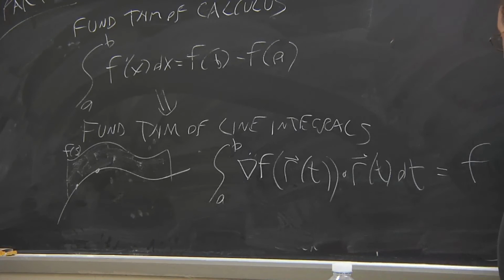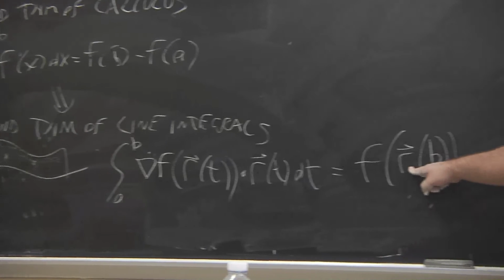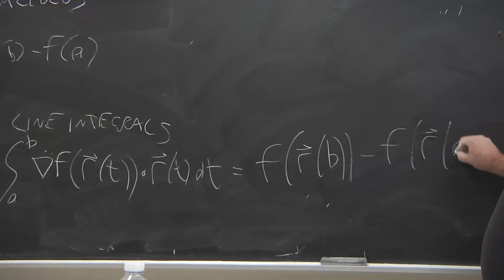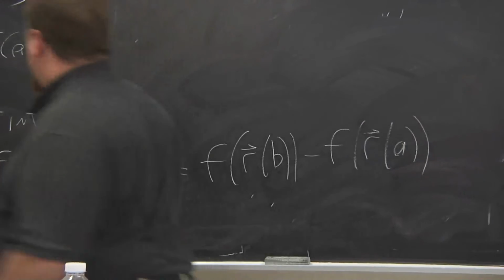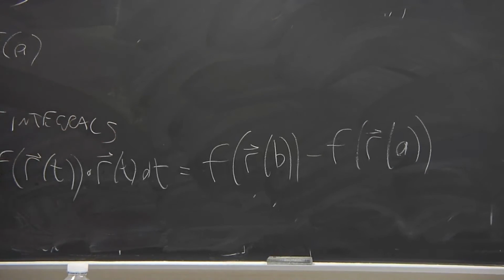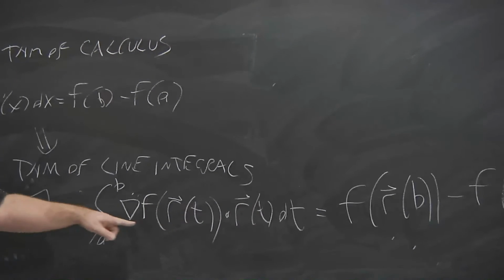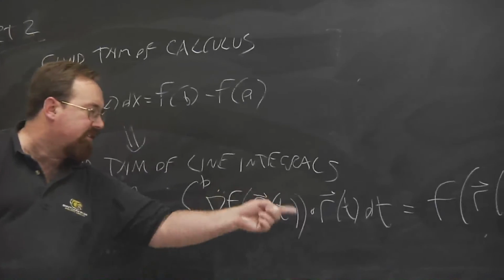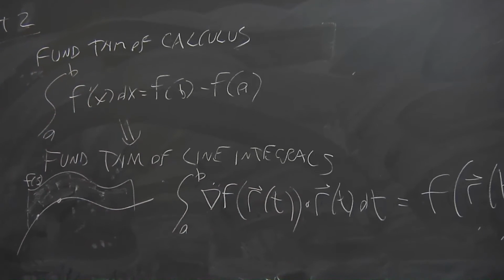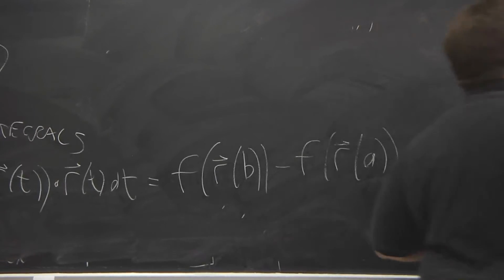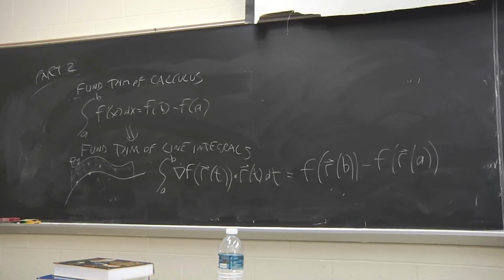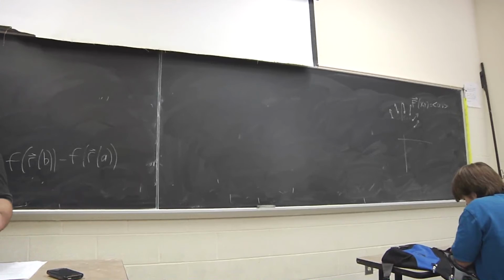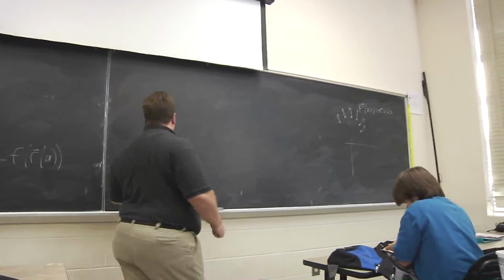It's just going to be a function f evaluated at your position vector at the last value of the parameter t minus your function evaluated at the position vector for the initial value of t. So this corresponds to the f of b minus f of a that we see up here. This gradient that we have here corresponds to this derivative. We had to do a change of variables to get this whole thing in terms of t. But during the last third of the course, we're going to be seeing several integral theorems that are all related to the fundamental theorem of calculus. And they're actually listed on the last page of the notes.